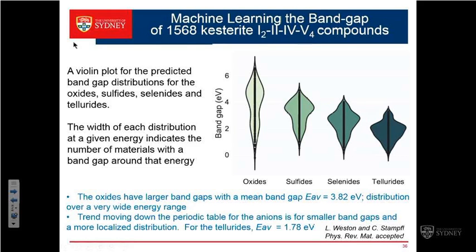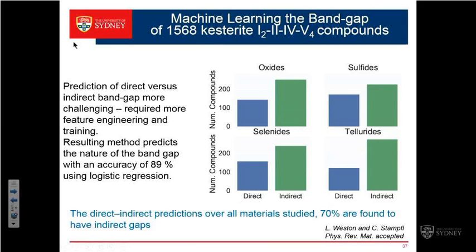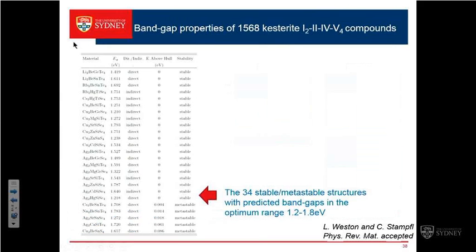Most of them had a band gap around, what is it, 4 point something. And on the other extreme, you can see that the tellurides had a smaller distribution of band gaps, and in general, the predicted band gap of most of the materials was down here at 2, less than the oxides. Okay. So that just lists all of the predicted structures. Those are the ones that are of interest.